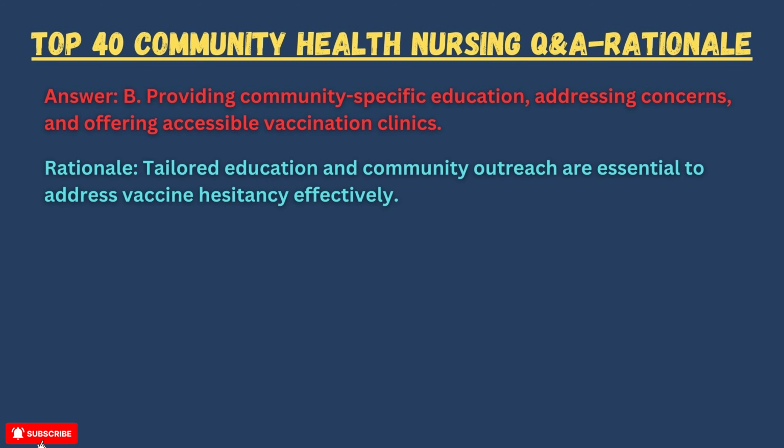Answer. B. Providing community-specific education, addressing concerns, and offering accessible vaccination clinics. Rationale. Tailored education and community outreach are essential to address vaccine hesitancy effectively.